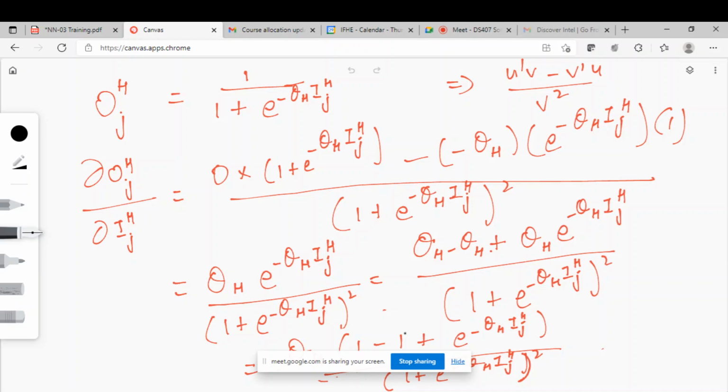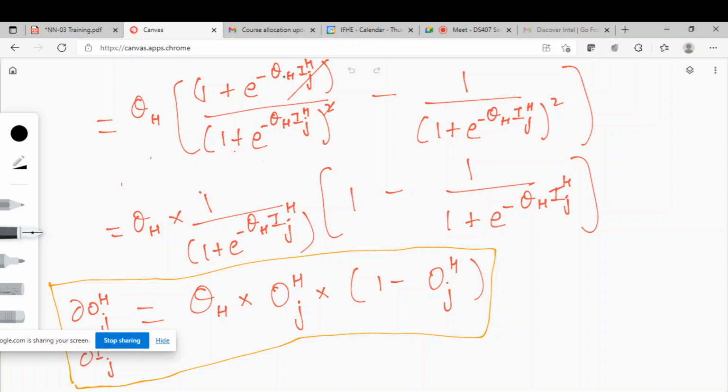So theta h we can take common out, and in the previous case, if you see, we had 1 plus 1 minus e power minus theta h ijh. So the first one and plus e power minus theta h we can combine. So you will get 1 plus e to the power minus theta h ijh divided by 1 plus e to the power theta h ijh the whole square, minus 1 by 1 plus e to the power minus theta h ijh the whole square. Here the numerator and this will get cancelled. So here you will have 1 by 1 plus e power theta h ijh, and here you will have 1 by 1 plus e to the power minus theta h ijh the whole square.